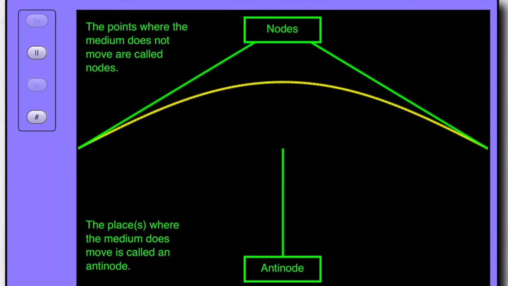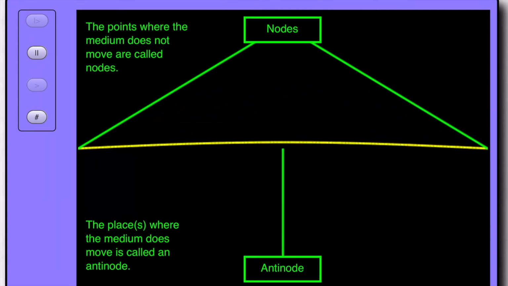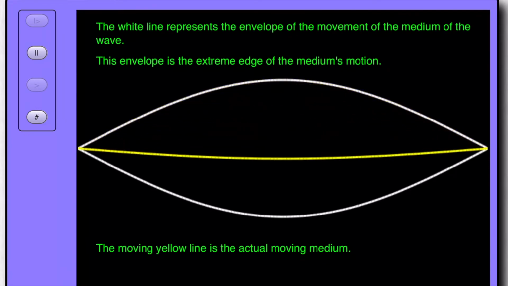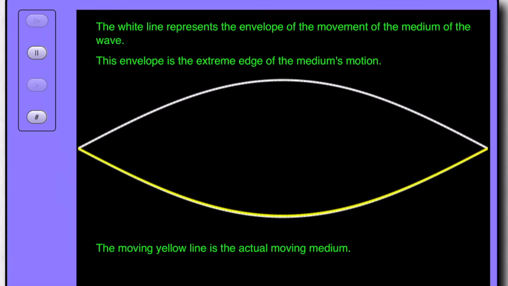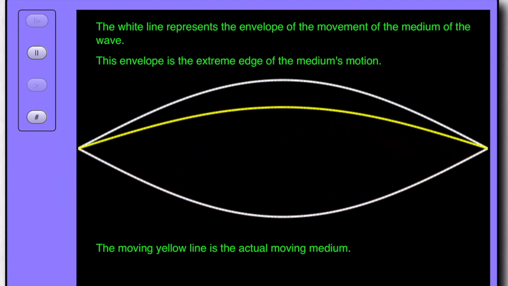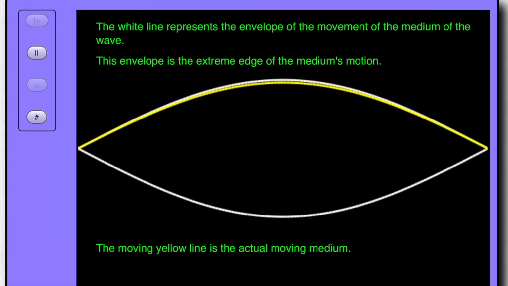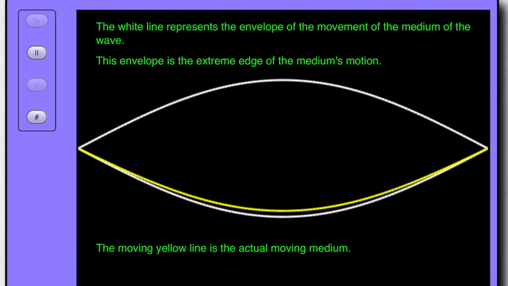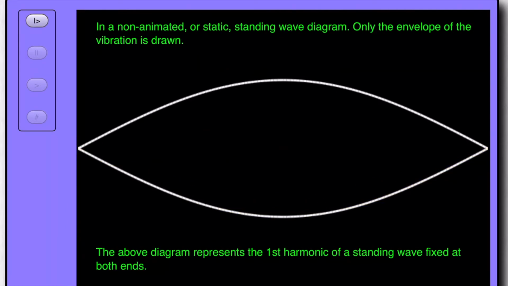In order for us to visually draw standing wave patterns, we tend to draw the envelope of the wave. As you can see here on the screen, the envelope is the white lines that indicate the extreme edge of the medium's motion. It looks kind of eye-shaped, but we sometimes draw that as a visual representation of the standing wave n equals 1 that occurs at the fundamental frequency. We also call this the first harmonic of the string.